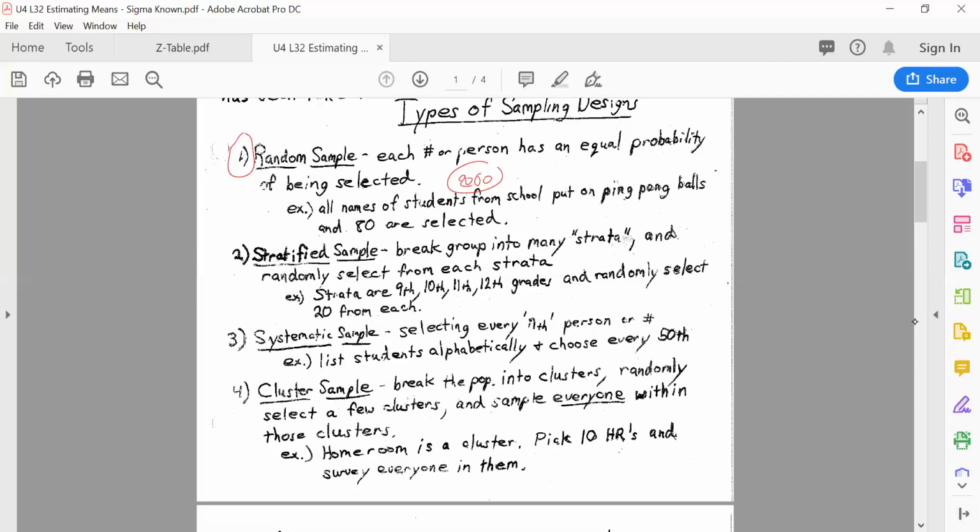I don't know if you noticed it, but 2 and 4 seem oddly similar. They are similar. They are both breaking the population into subgroups, either strata or clusters. The difference is a stratified sample samples a few randomly from every single stratum. Cluster sampling just samples a few clusters, but samples every single person within those clusters.